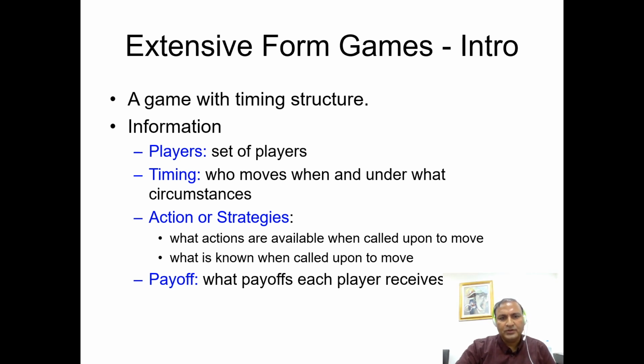And then the third information about the game is the actions and strategies. So basically, we would like to know what actions are available when one of the players is called upon to move, and then what he knows about the game when he is going to move. And finally, when the game ends, each player gets some payoff. And usually we explain these dynamic games with the help of a game tree.